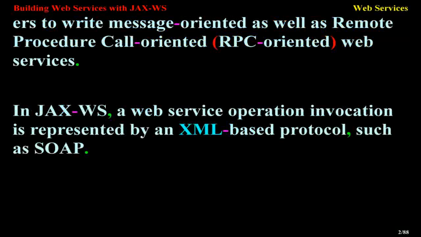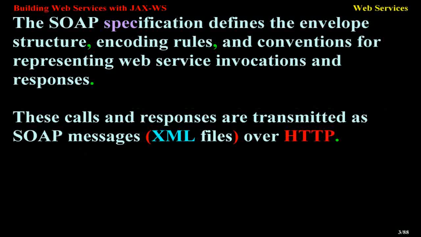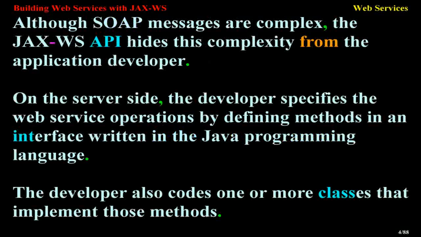In JAX-WS, a web service operation invocation is represented by an XML-based protocol, such as SOAP. The SOAP specification defines the envelope structure, encoding rules, and conventions for representing web service invocations and responses. These calls and responses are transmitted as SOAP messages (XML files) over HTTP. Although SOAP messages are complex, the JAX-WS API hides this complexity from the application developer.